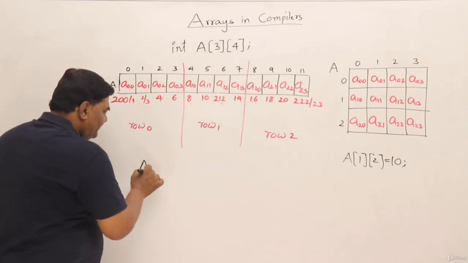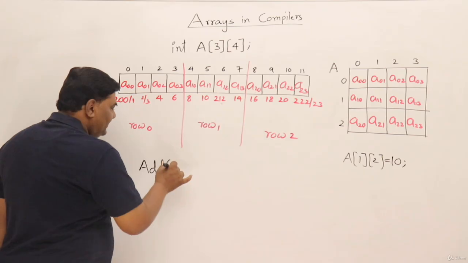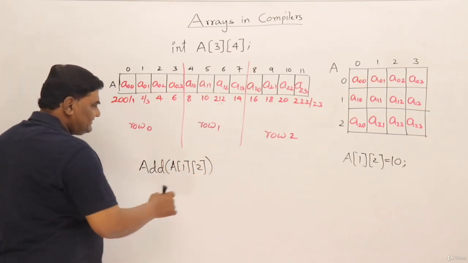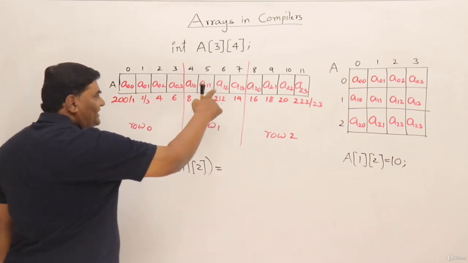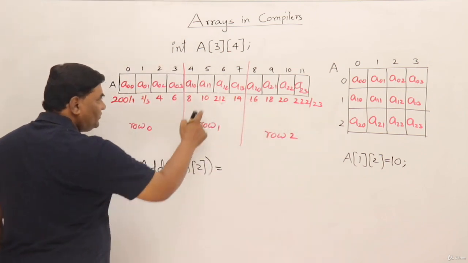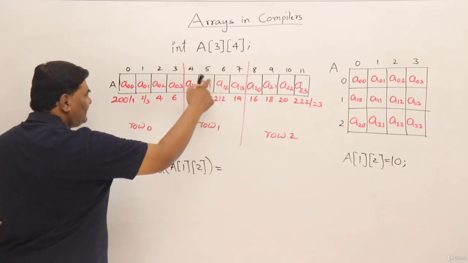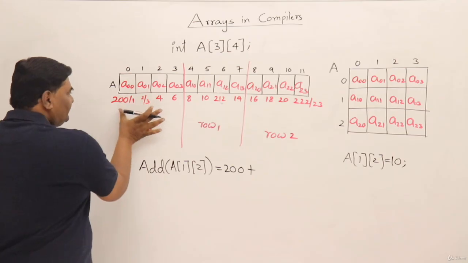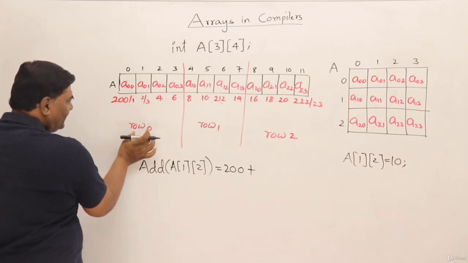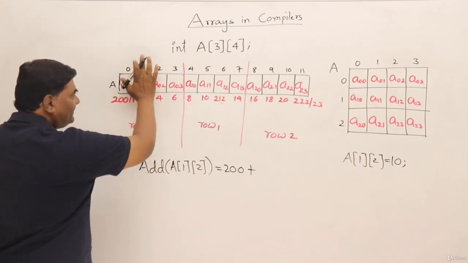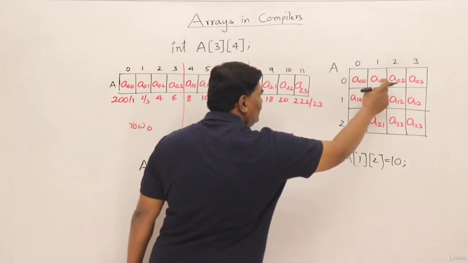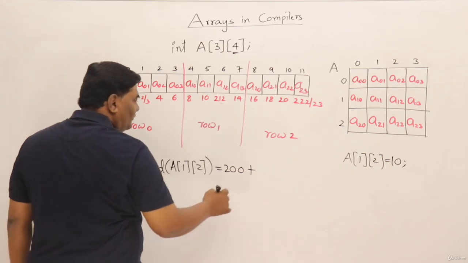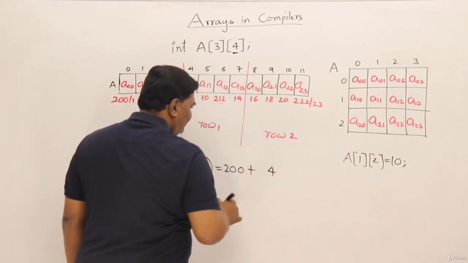So for getting the address of the location A of 1, 2, this ADD is for address. To reach here, that is 1, 2, the starting address is 200. Then I should leave all the elements of one row, that is row 0. How many elements are there in a row? 1, 2, 3, 4. That is equal to the number of columns. So I should leave 4 elements.